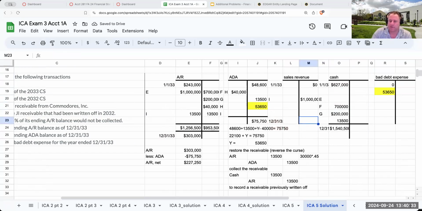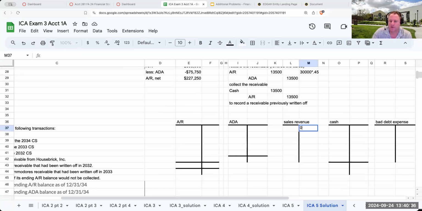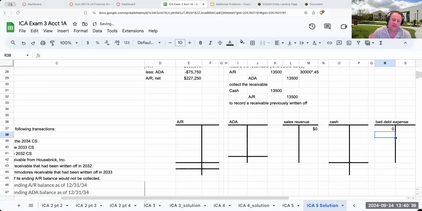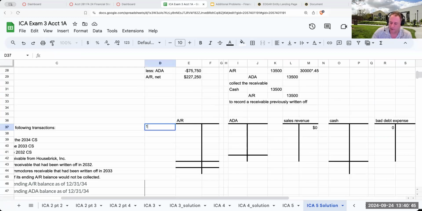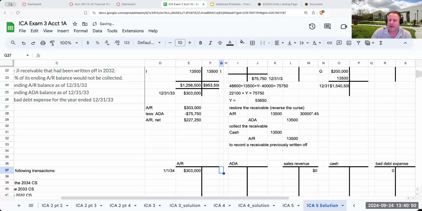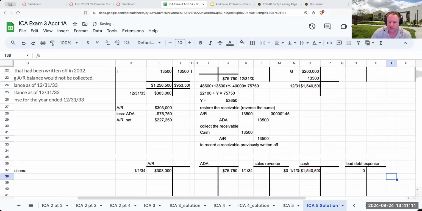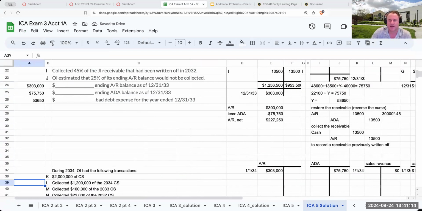Okay. My sales revenue and my bad debt expense, those would have both been closed out to zero, right? Because revenues, expenses, and dividends, we close all of those out to zero. Okay, so coming over here, my beginning balance on 1/1/34 would be my ending balance as of 12/31/33. My beginning balance for my allowance for doubtful accounts, which has a credit balance because it is a contra asset account, is going to be 75,750. My cash for fun has a beginning balance of 1,540,500. How perfect, a place where we don't have to pay anybody in terms of sales.